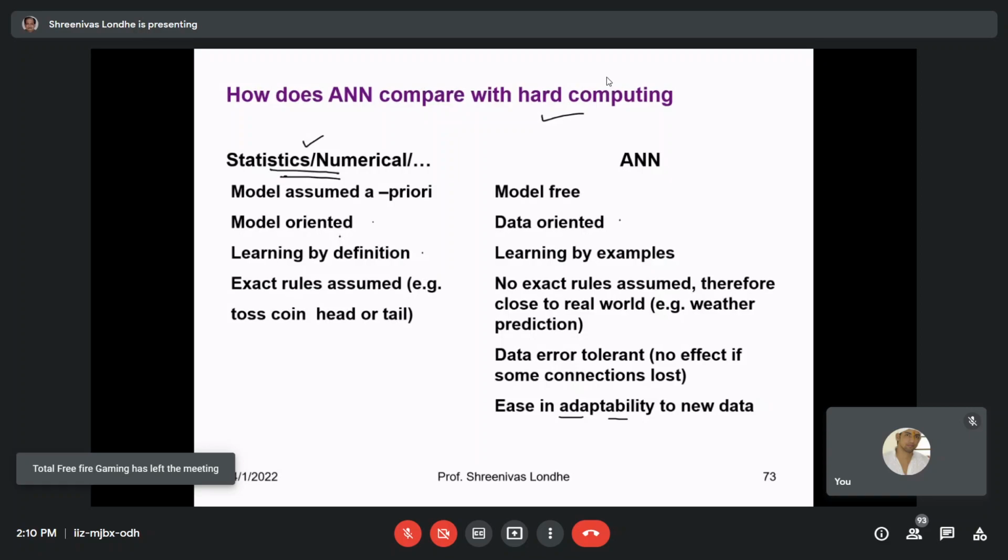And in NN, we see that as it is a soft computing technique, it is soft towards the data. Data error tolerance is also there. Ease of adaptability is also there. Okay, these are some software and references. You can take help of these to go ahead with the designing of a neural network.